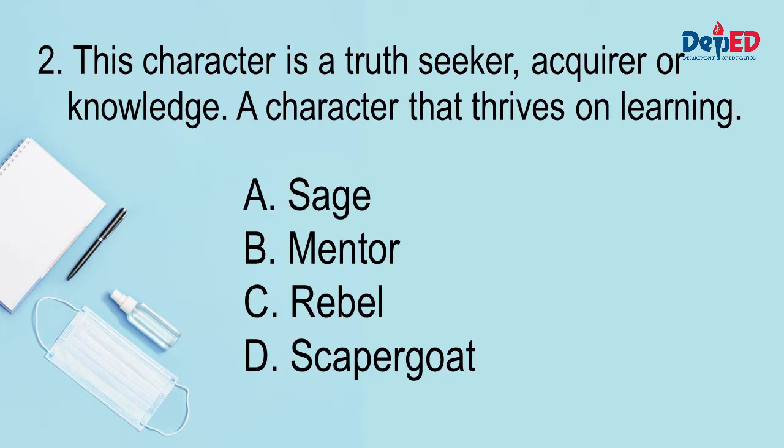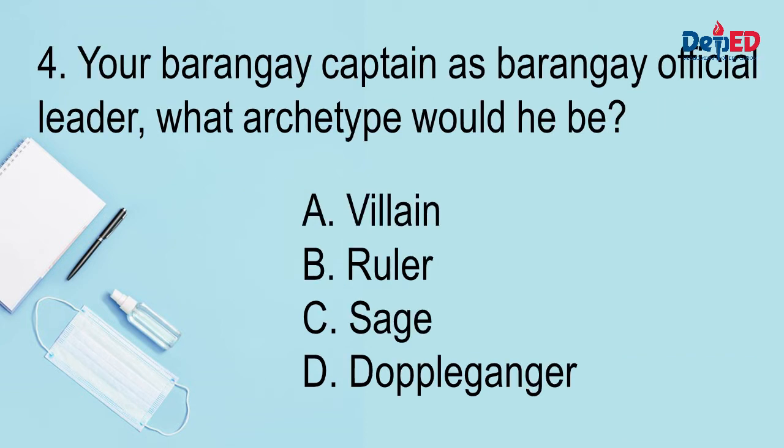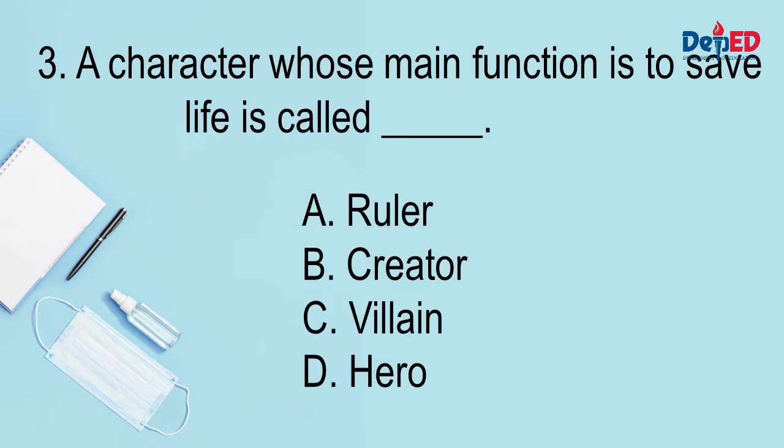Number 2. This character is a truth seeker, acquirer of knowledge, a character that thrives in learning. A. Sage. B. Mentor. C. Rebel. D. Scapegoat. 5 seconds. Answer: A. Sage.